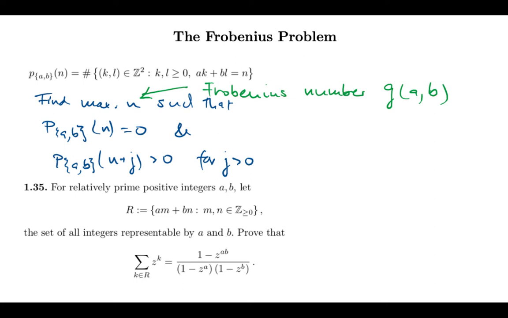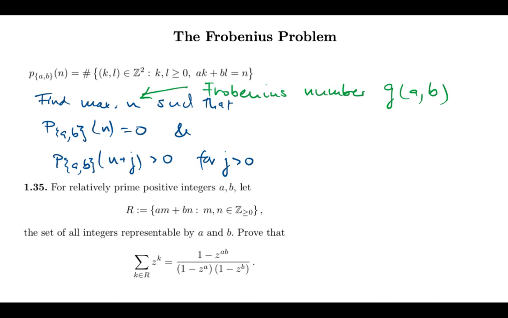With the knowledge that we have so far about this restricted partition function, we can prove that the Frobenius number with these two parameters is a times b minus a minus b. And in fact, we can prove more things sort of related to the Frobenius problem.